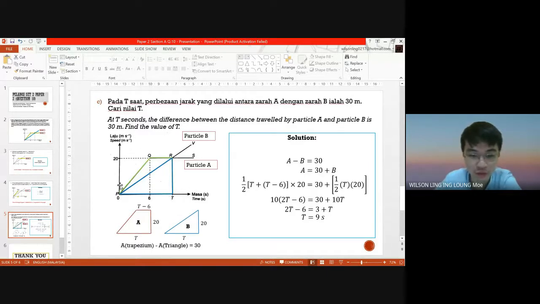So I take out these two shapes, which means I want to find the area under the graph. For A, a trapezium like this, and for B, a triangle. The question said the difference in distance traveled, which means the area of the trapezium minus the area of the triangle equals 30. So we take this formula: A minus B equals 30. Then we substitute the area of the trapezium inside here, and we get t equal to 9 seconds.